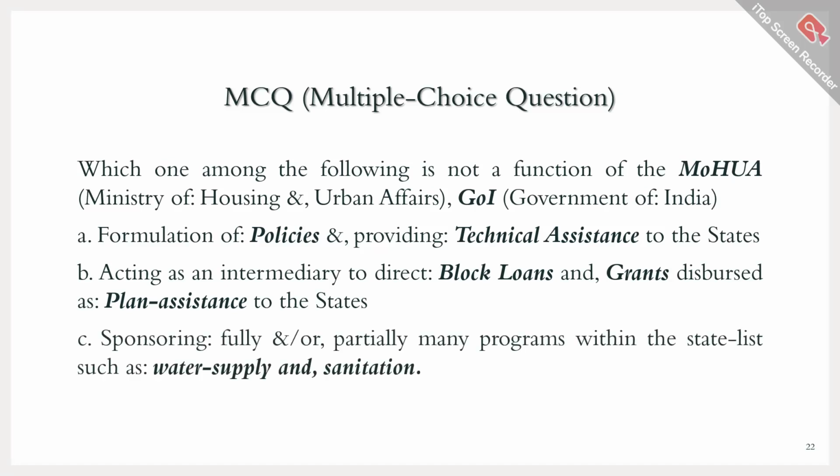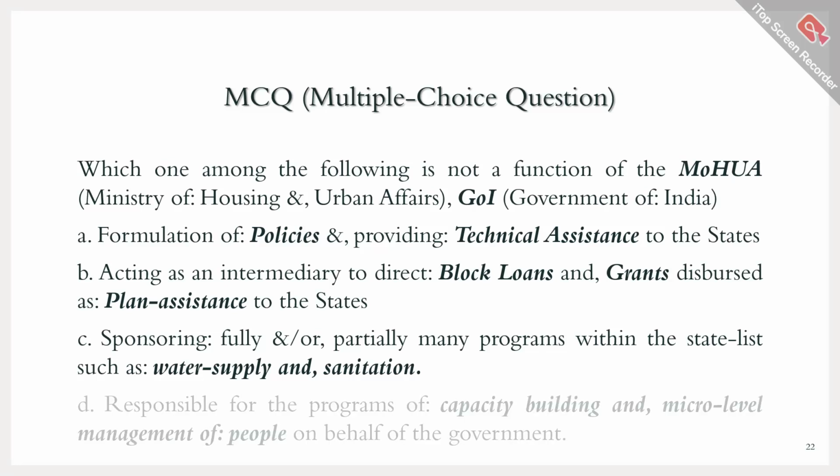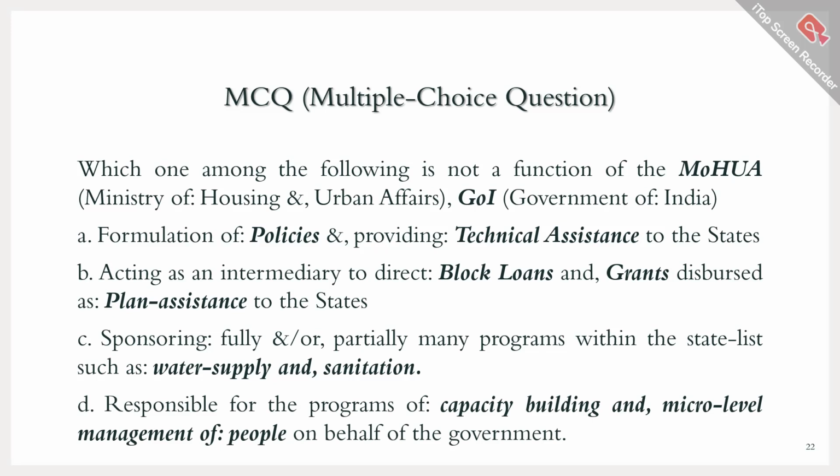Option C is sponsoring fully or partially many programs within the state list, such as water supply and sanitation. And option D is responsible for the programs of capacity building and micro level management of people on behalf of the government. This is also an MCQ. Please type the correct option in the chat box.